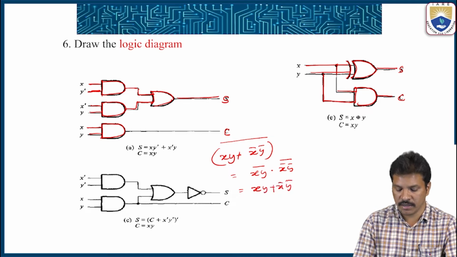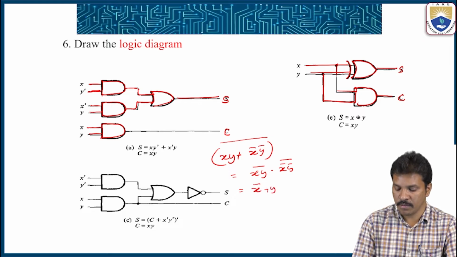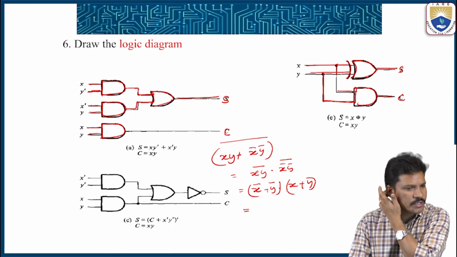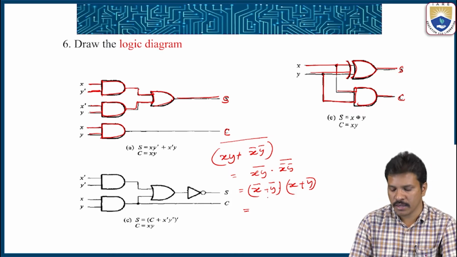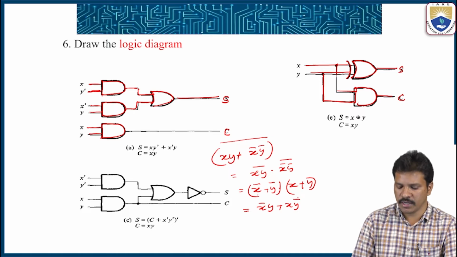So we can apply this: x bar plus y bar into x plus y. When we multiply these two, it is like a distribution property. So x into x is 0, y into y is 0, and only x into y bar plus x bar into y are the possibilities that remain. So finally it is the XOR operation.